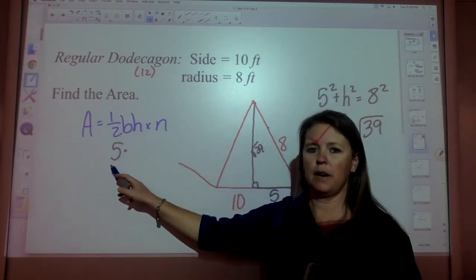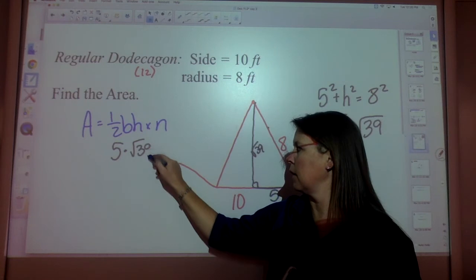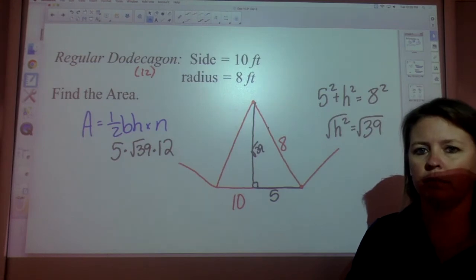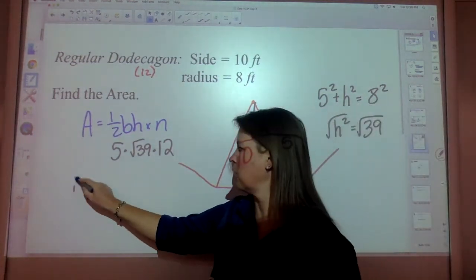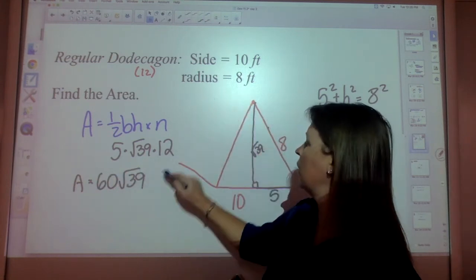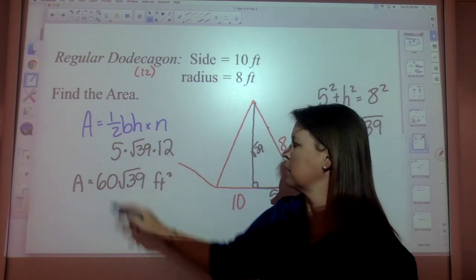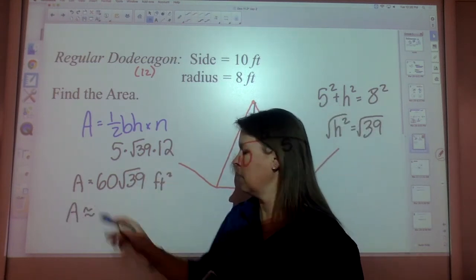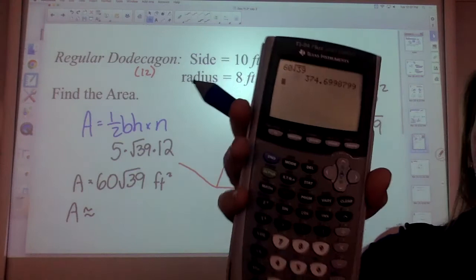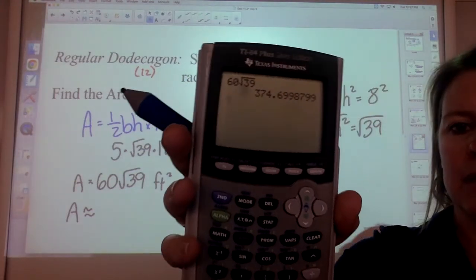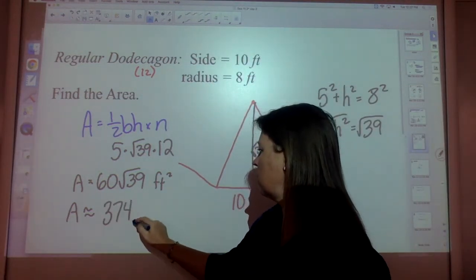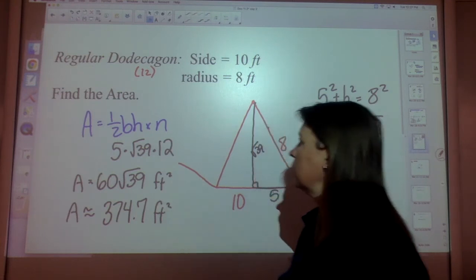So our 1/2 of our base is 5. Our height is square root of 39. And in a dodecagon, we have 12 sides. What's our actual area? 60 square root 39. And we're in square feet. 5 times 12 is 60. What is our approximate area? 60 times the square root of 39. You should be doing these on your calculator to make sure. As you can see, I make some mistakes. 374.7. 374.7 square feet.